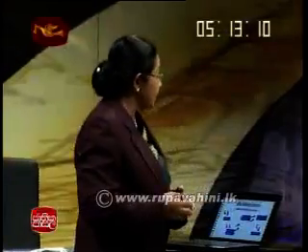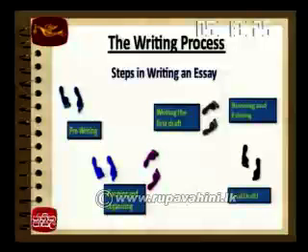Let's see how the other people have planned out the writing process. Steps in writing an essay. Look at the first step. You pre-write. Once the topic is given, you start pre-writing. Then you plan and organize. At the initial level, you do not get ideas systematically. You just collect information, then only you arrange the sentences.